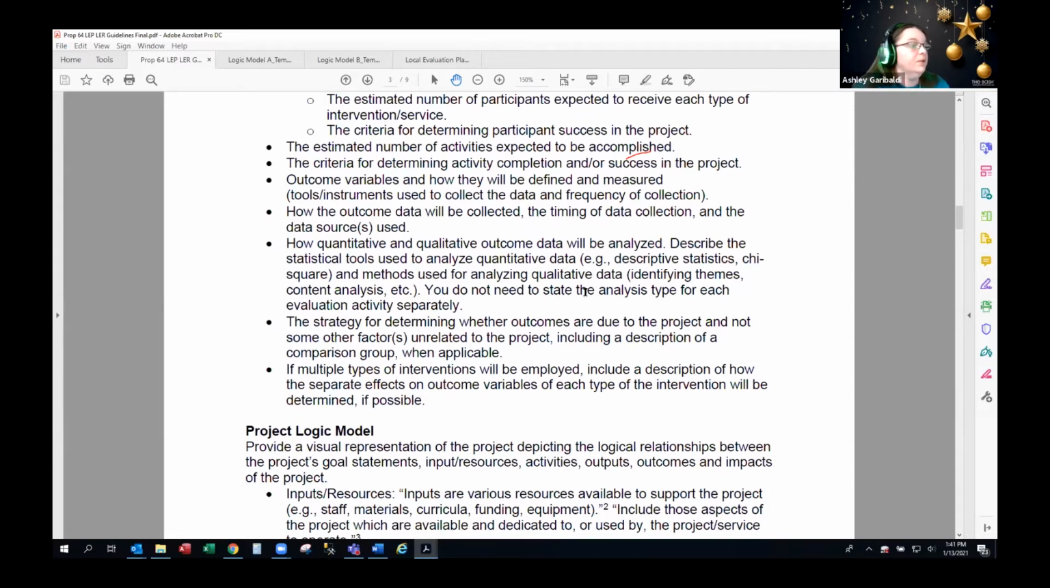And if multiple types of interventions will be employed, please include a description of how the separate effects on outcome variables of each type of intervention will be determined if possible.